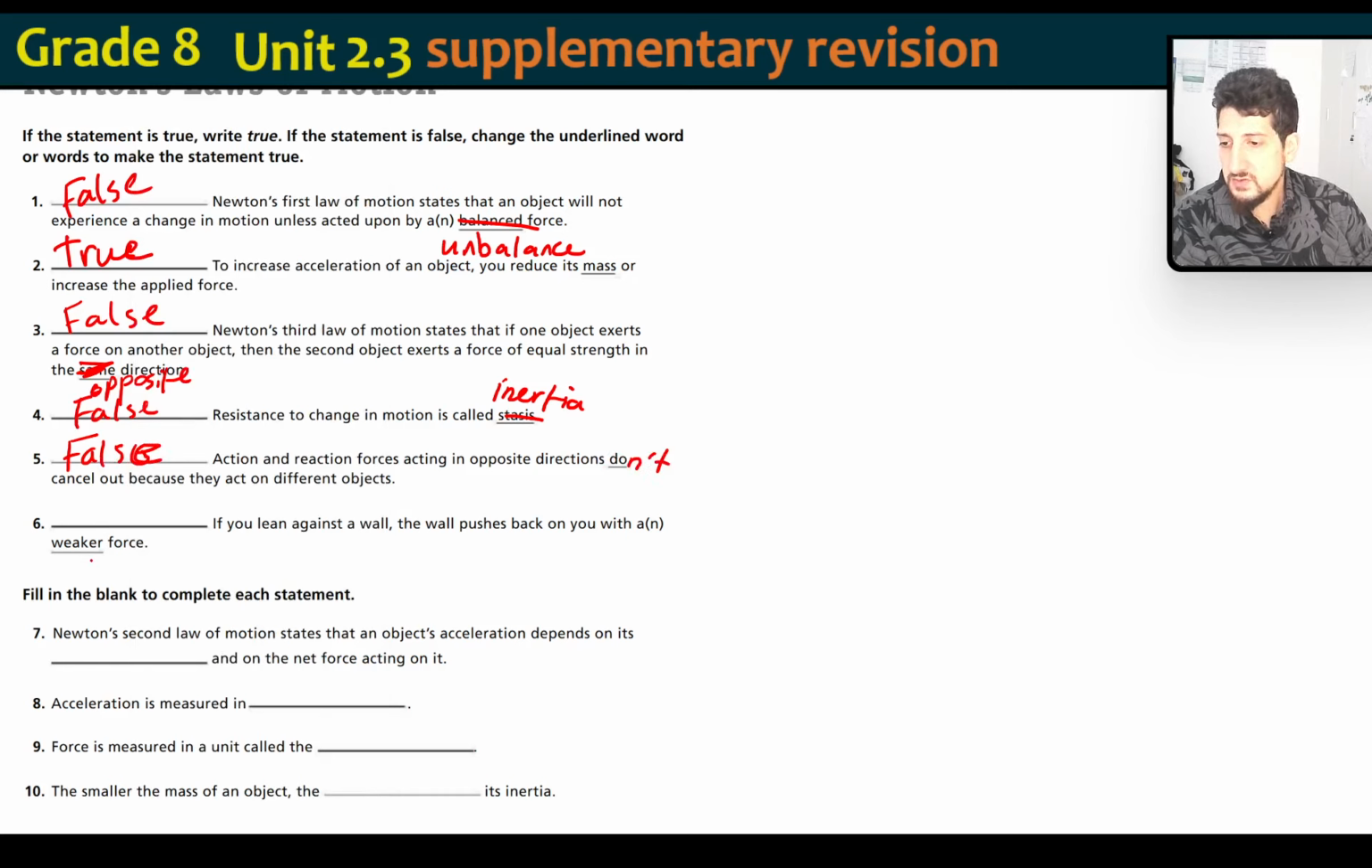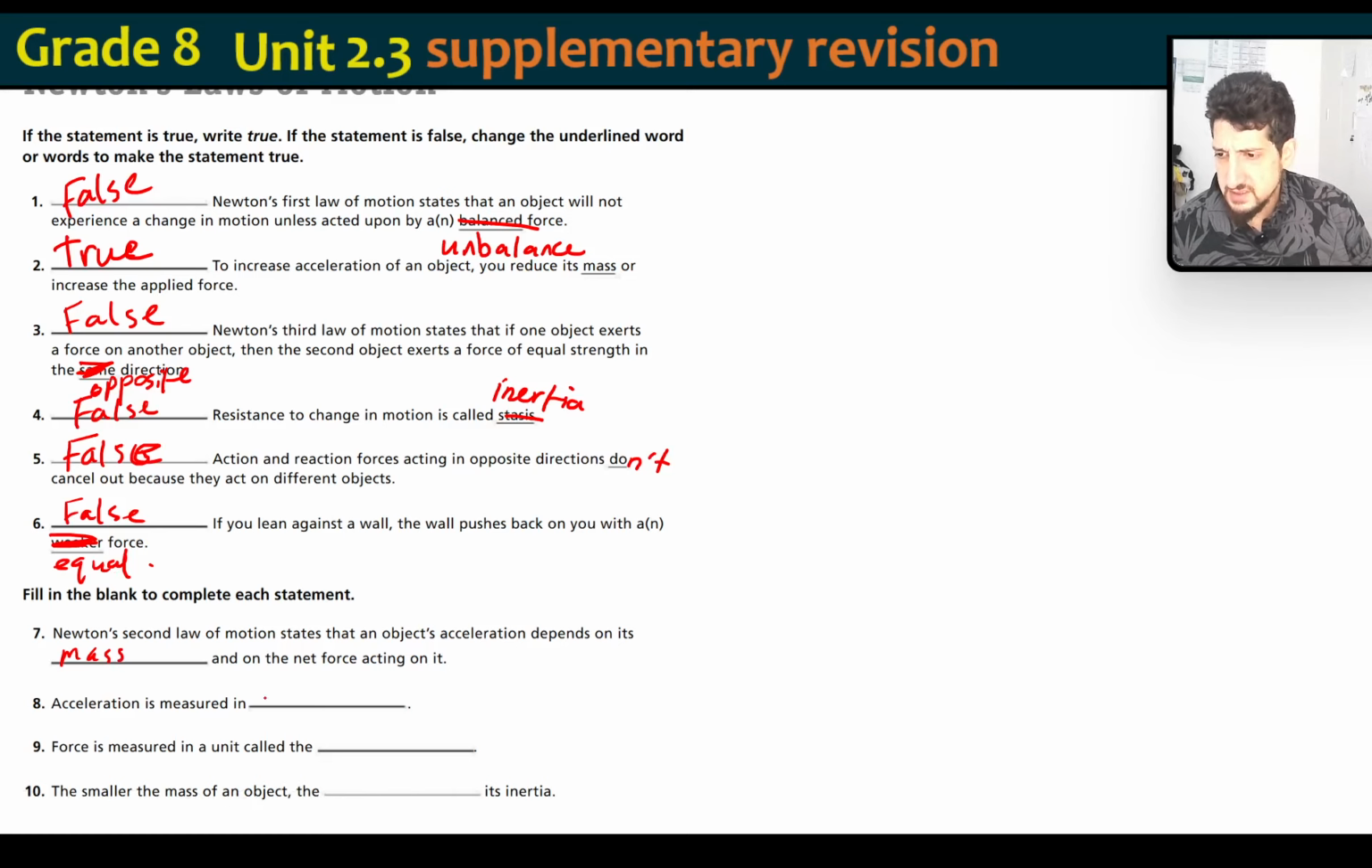Number 6, if you lean against the wall, it pushes back on you with a weaker force. Equal. Once again, that's a false. It has to be equal and opposite, so not a weaker force, but an equal force. Newton's third law. Number 7, Newton's second law of motion states that an object's acceleration depends on its mass and the net force acting on it.